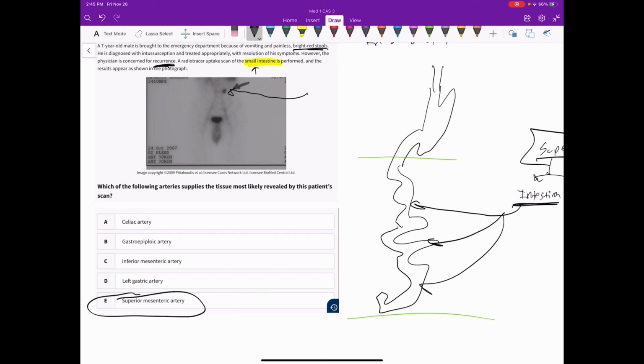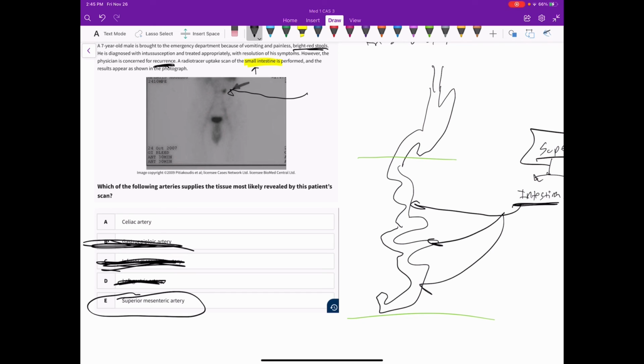Where would the left gastric artery go to? Well, this is the stomach, so that's not the small intestine. The inferior mesenteric artery goes to the descending colon, right? It goes to the left colic, it goes to the sigmoidal, it goes to the superior rectal, which is for the rectum. Well, that's not the small intestine. The gastroepiploic goes to the omentum and to the gastric, so the stomach again, so that's not the answer.